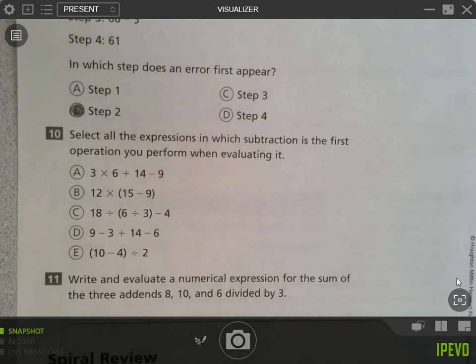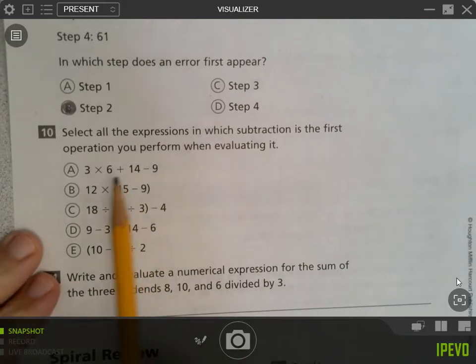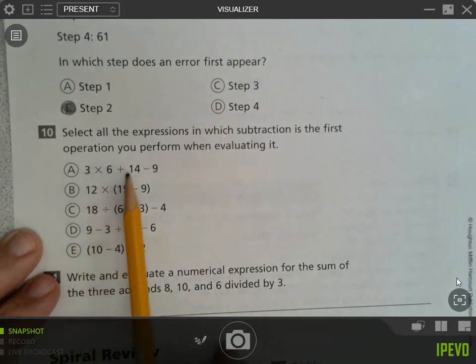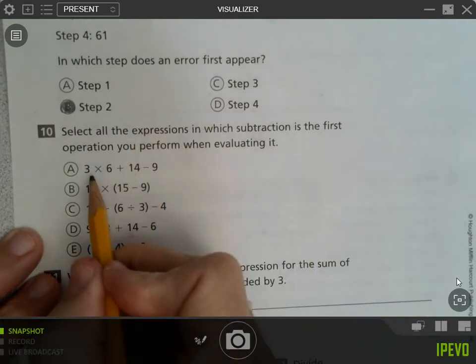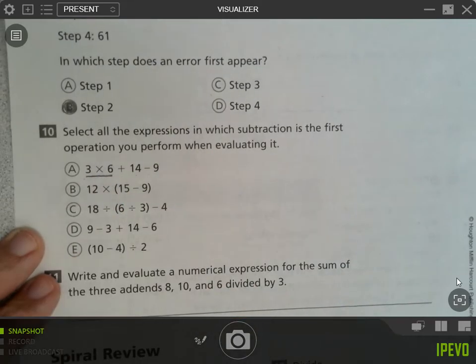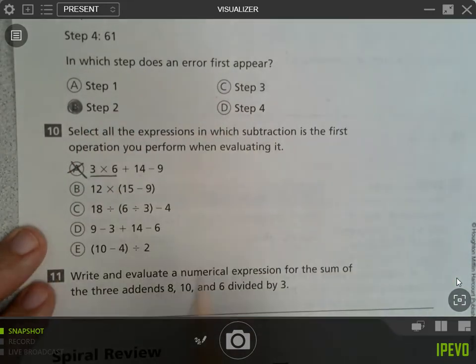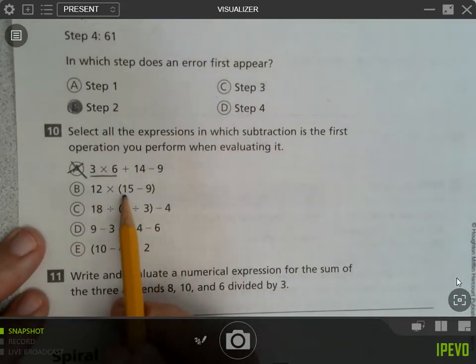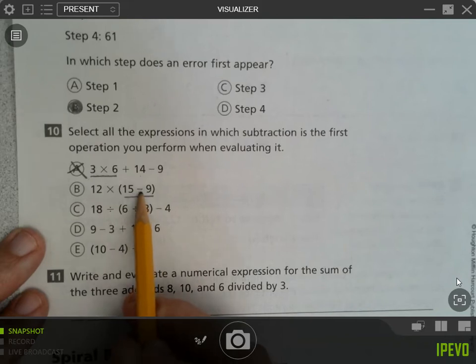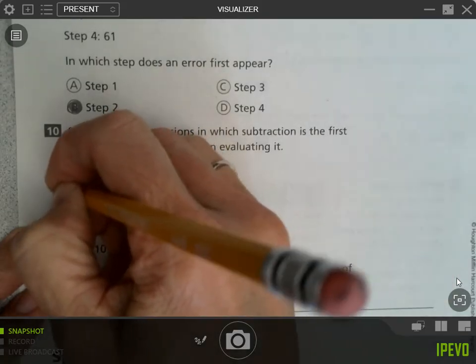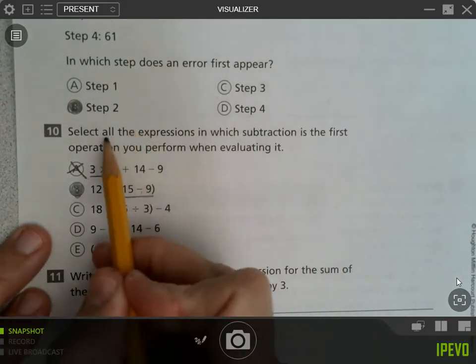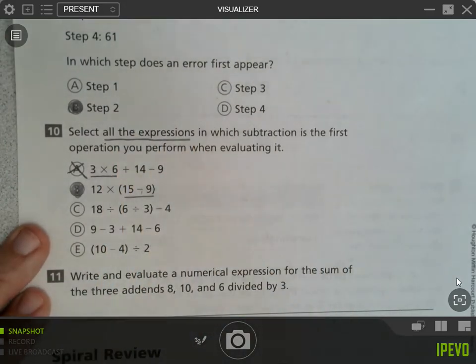Number 10 says select all the expressions in which subtraction is the first operation you perform when evaluating it. So if I look at 3 times 6 plus 14 minus 9, when I evaluate here, the first step would be multiply. There are no parentheses, there are no exponents, so that one doesn't fit. Here, I have parentheses, and in the parentheses I'm subtracting, so that would be my first step. B is good.